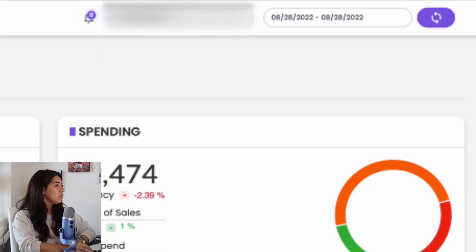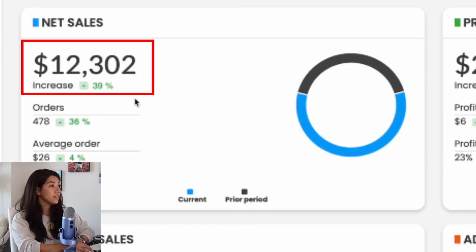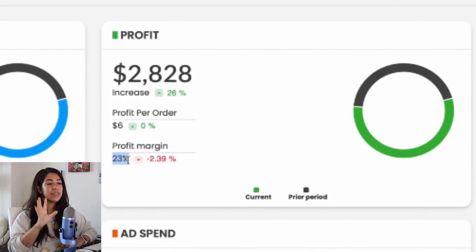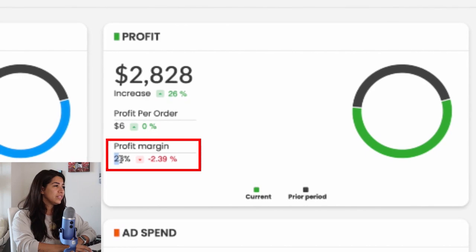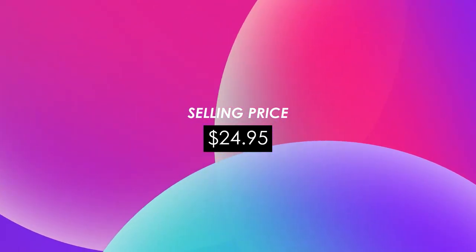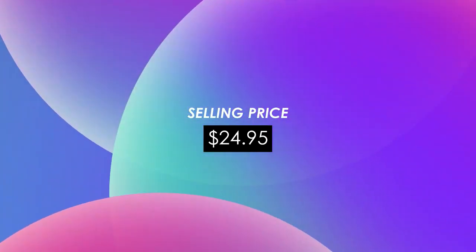Okay, 28th of August, 12,300 in sales. And our profit margin was about 23%. Actually, this is probably a little bit higher just because we sell in 2s and 3s. And when we sell in 2s and 3s, because we're paying for shipping once, the product cost is a little bit lower. So let's say, for example, if the product cost is $5 and then we're sending 2 to the same people, it's going to be $7 instead of doubling it up, if that makes sense. So that's going to be a little bit higher. It's probably like about 25%. The product cost is actually $4 to $4.50 and we're selling it for $24.95. So just kind of get an idea of our profit margin.